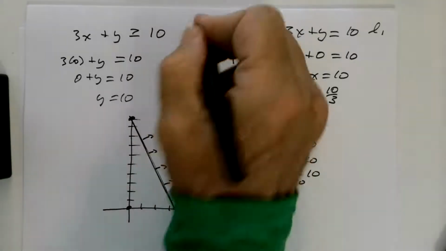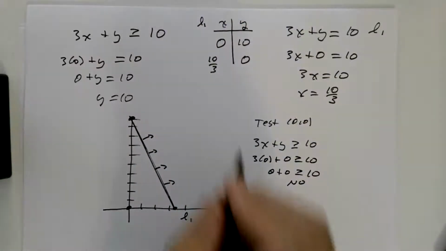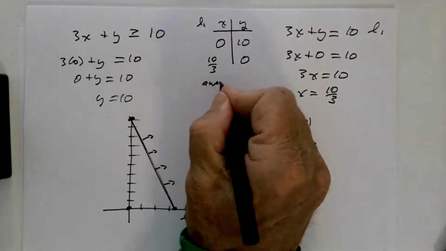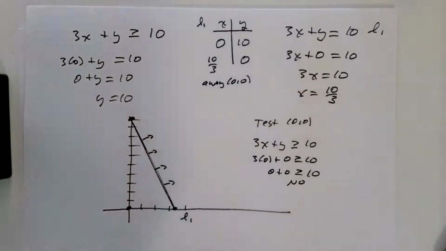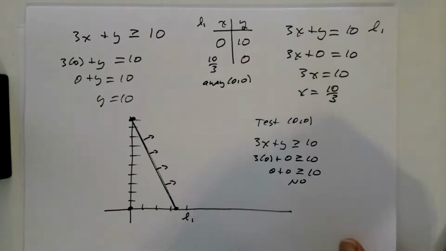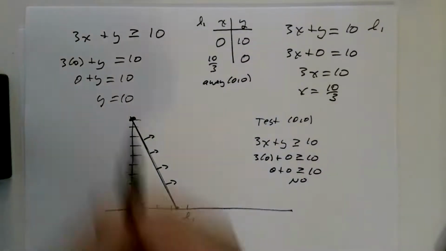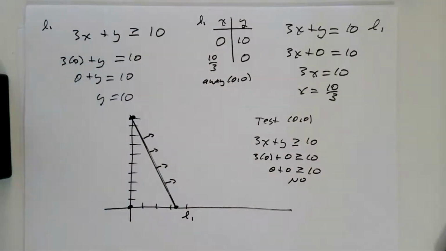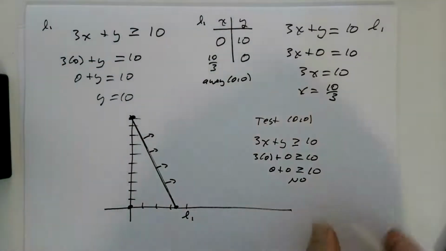So this is our first line. It's our first line again, away from 0, 0, as we're collecting the information we need to prepare to determine our feasible region. So that's our line 1. Let's go ahead and do line 2, x plus 2y greater or equal to 10.